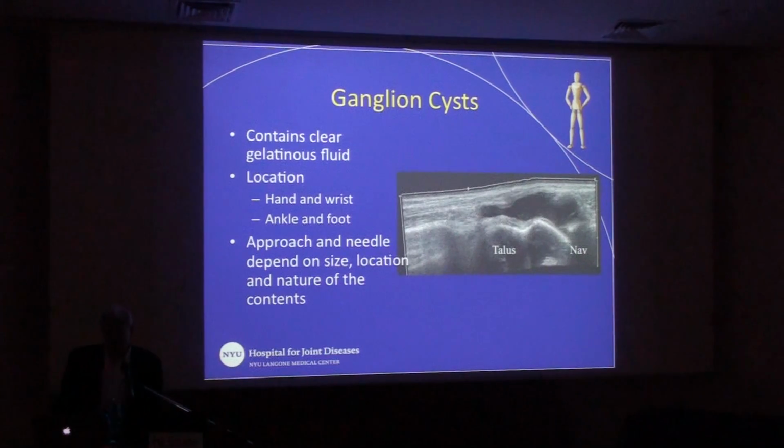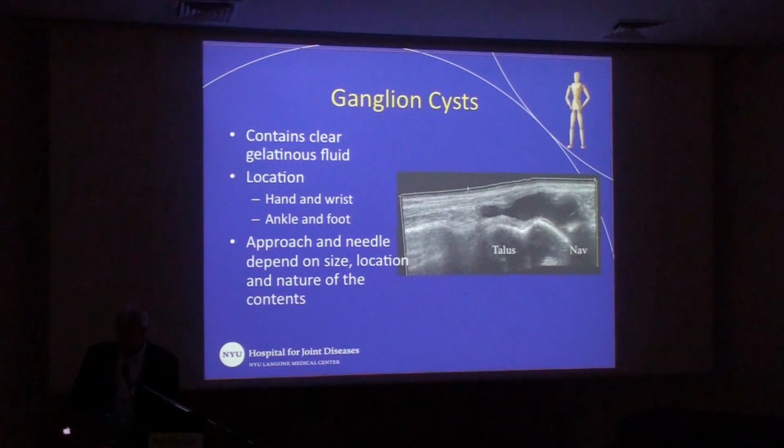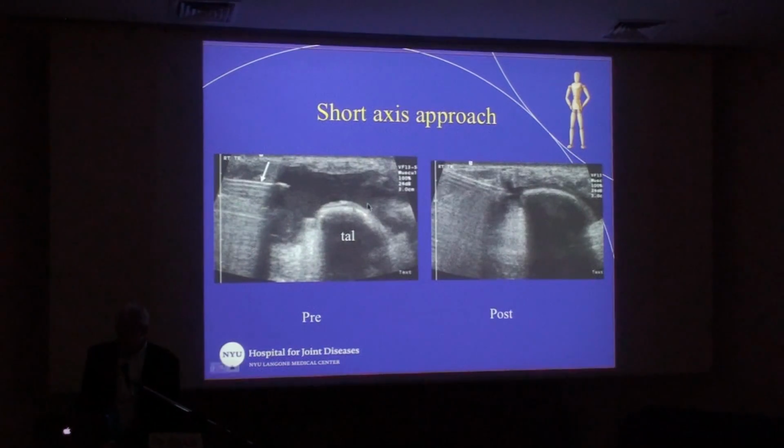Ganglion cysts are, again, another common fluid collection that we see in the musculoskeletal system. They're common in the hand and wrist and foot and ankle, although we can see them anywhere. They have this really thick gelatinous material. So this is one standard type of cyst we might see in the dorsal aspect of the ankle. This is the dorsal talonavicular joint with a large unilocular cyst.